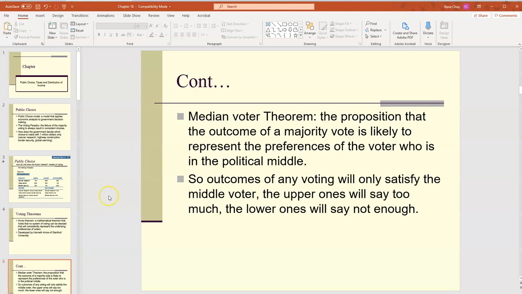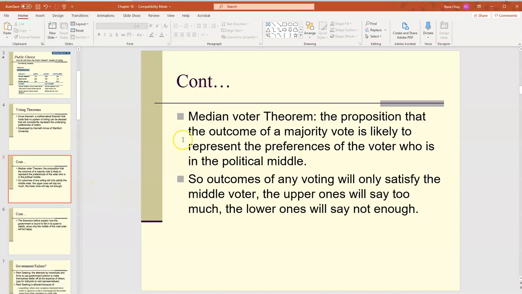So in general, what we have learned is what we call the median voter theorem. The median voter theorem basically says that the outcome of the majority vote is only likely to represent the preference of the voter who is in the political middle. If you're a voter on either the extreme right or the extreme left, very few things are going to satisfy you, because most politicians tend to move to the middle once they are elected.